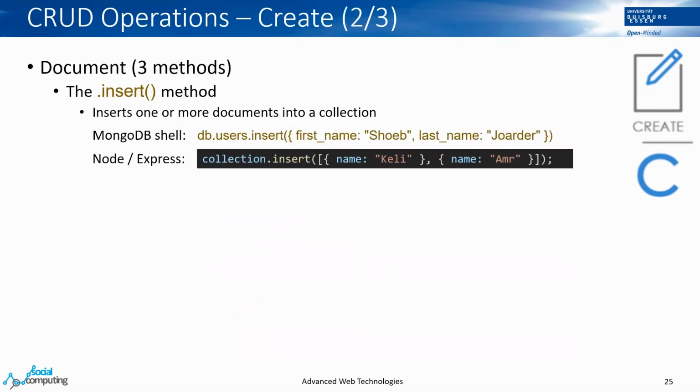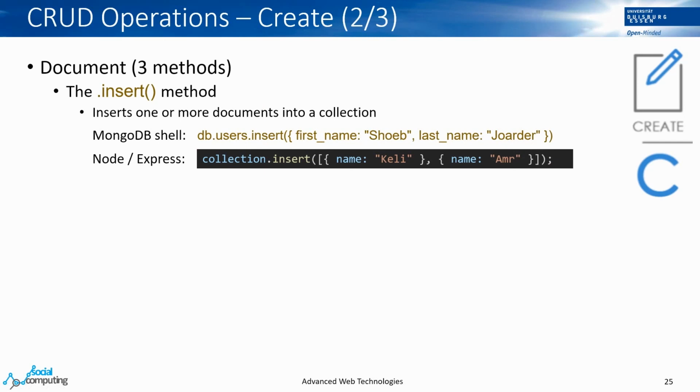And for how to insert a document, there are three different methods available. The first method is a simple insert method. Based on the number of documents you provide to this method, it will insert them in the collection. It can be one document or more than one document. For example, if we have the command db.users.insert with first name Shoaib and last name Yorda, it will create a document in the users collection with two fields: first name with the value Shoaib and the second field, last name, with the value Yorda.